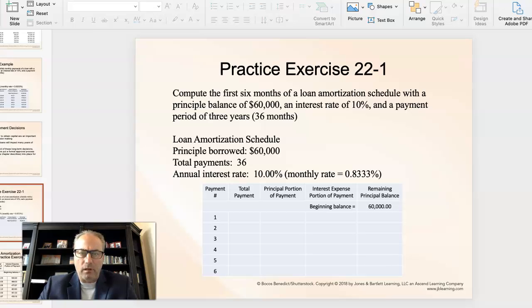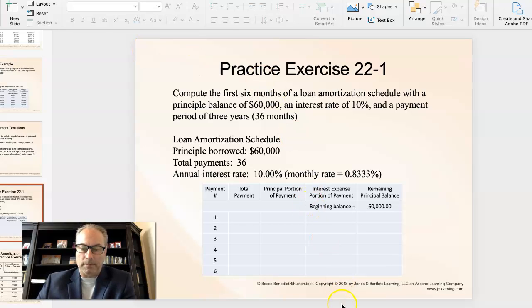So as you can see, our Chapter 22 exercise was to compute the first 6 months of a loan amortization schedule with a principal balance of $60,000, an interest rate of 10%, and a payment period of 3 years, 36 months. So you're not provided a very good formula for calculating this. So what I'm going to do is show you the way this would be done in the real world, maybe not from an academic standpoint, but in the real world, this is how this is calculated. And in the real world, we use Excel.